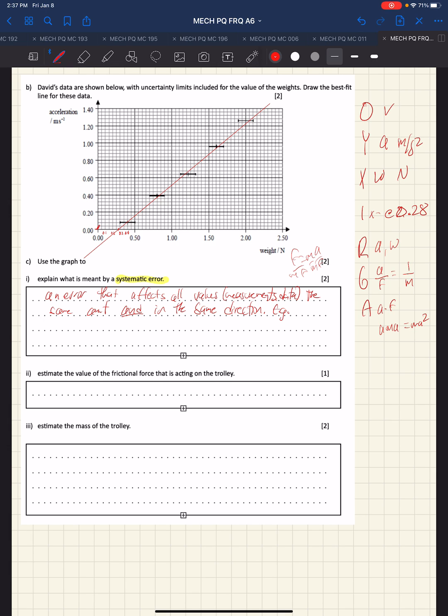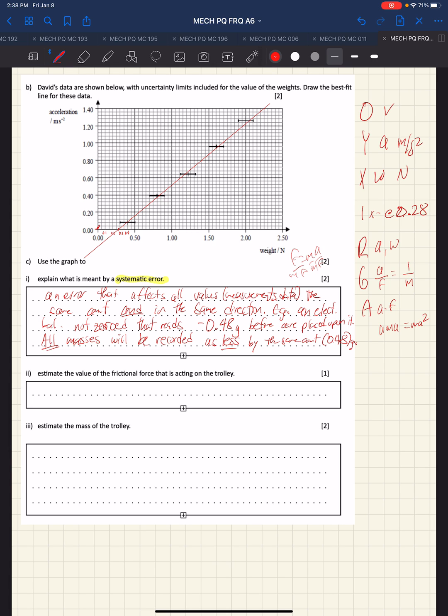An example would be an electronic balance not zeroed that reads negative 0.48 grams before objects are placed on it. All masses will be recorded as less, same direction, by the same amount, 0.48 grams. So that's what's meant by systematic error.